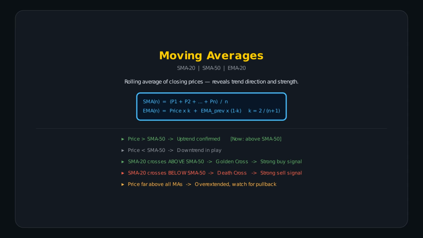A simple moving average smooths price noise by averaging the last closing prices. SMA 20 tracks the short-term trend. SMA 50 tracks the medium-term trend. The exponential moving average gives more weight to recent prices, so it reacts faster to new information. The key rule: when price is above the 50-period average, the trend is up. When below, the trend is down. A golden cross, the fast average crossing above the slow one, is one of the strongest buy signals in technical analysis.